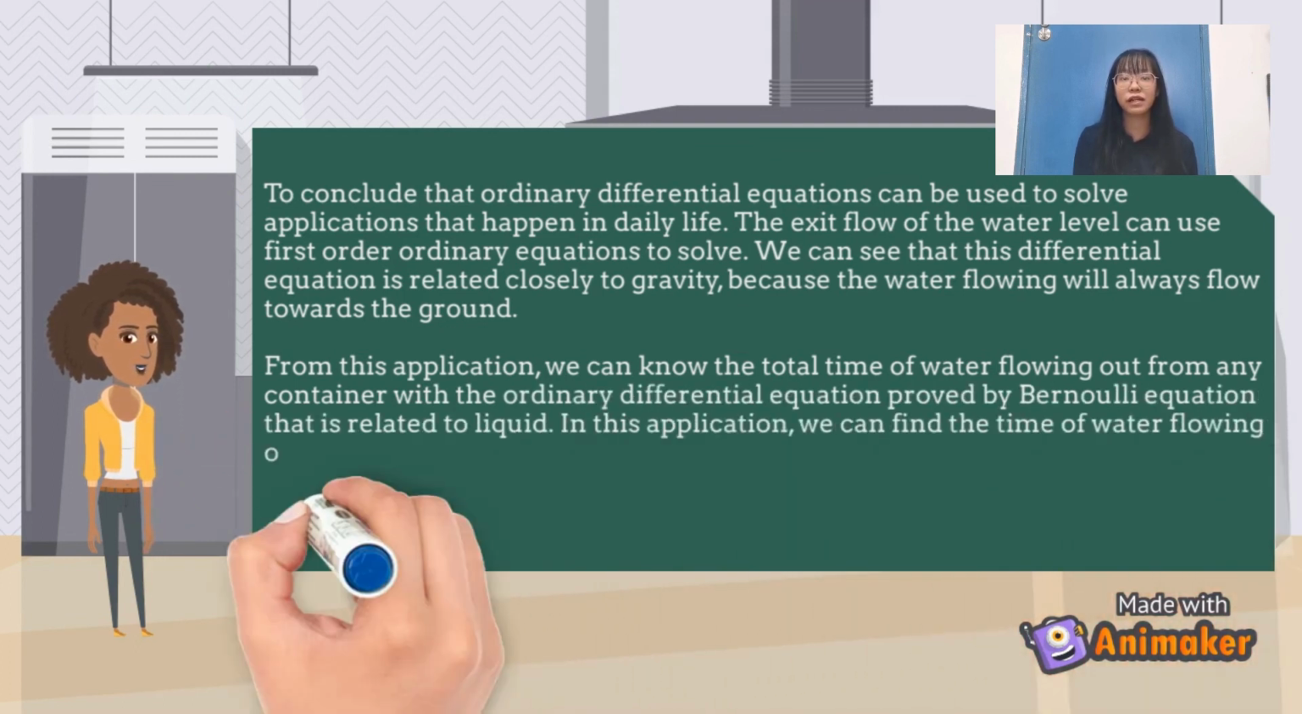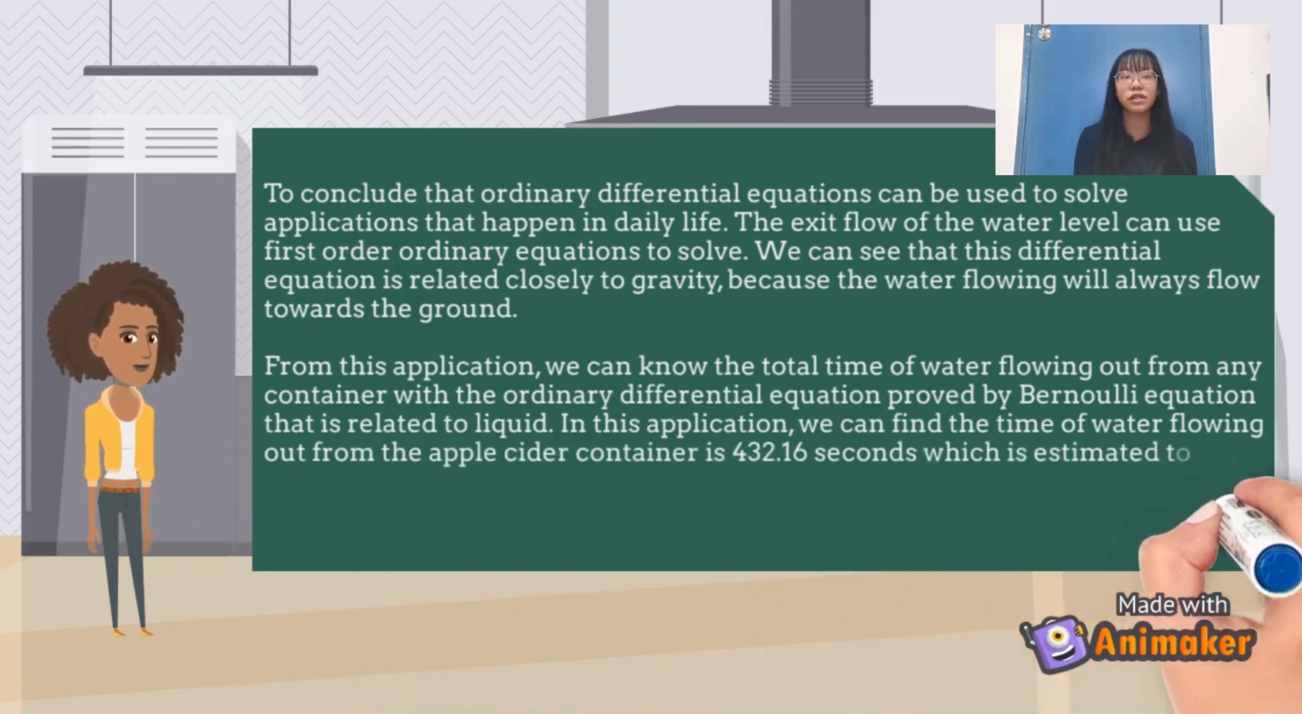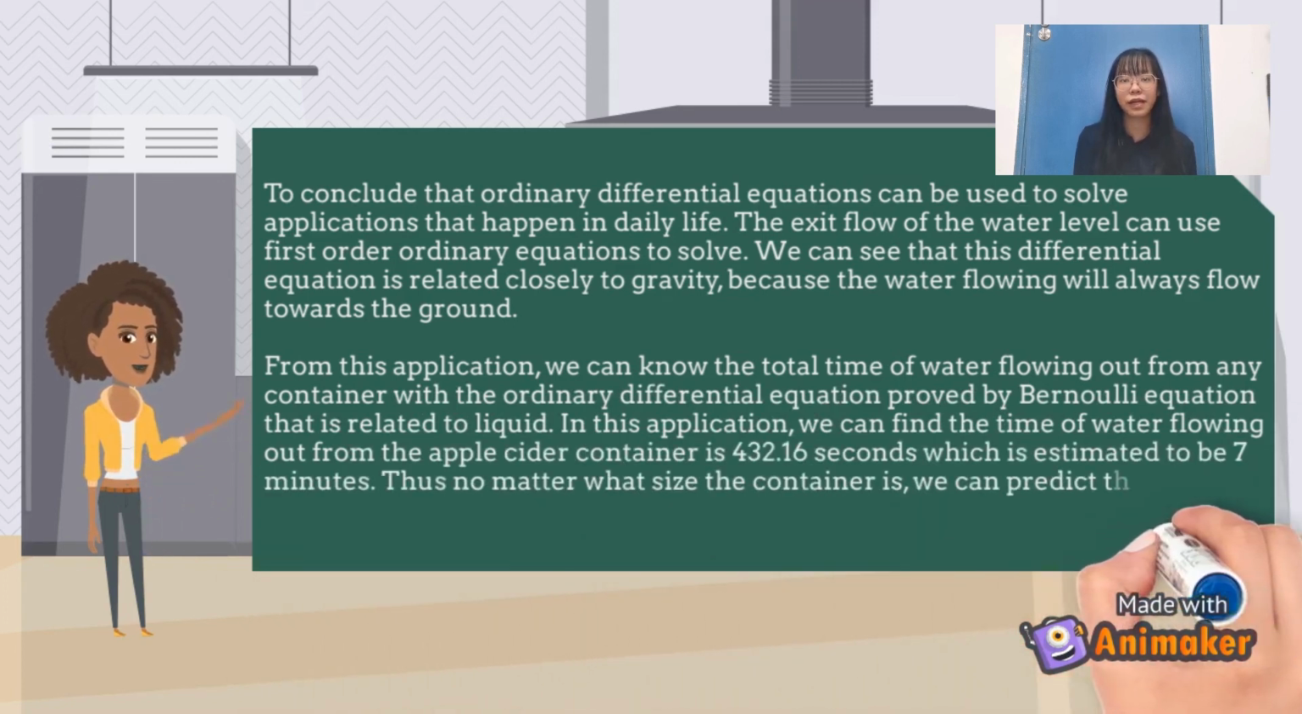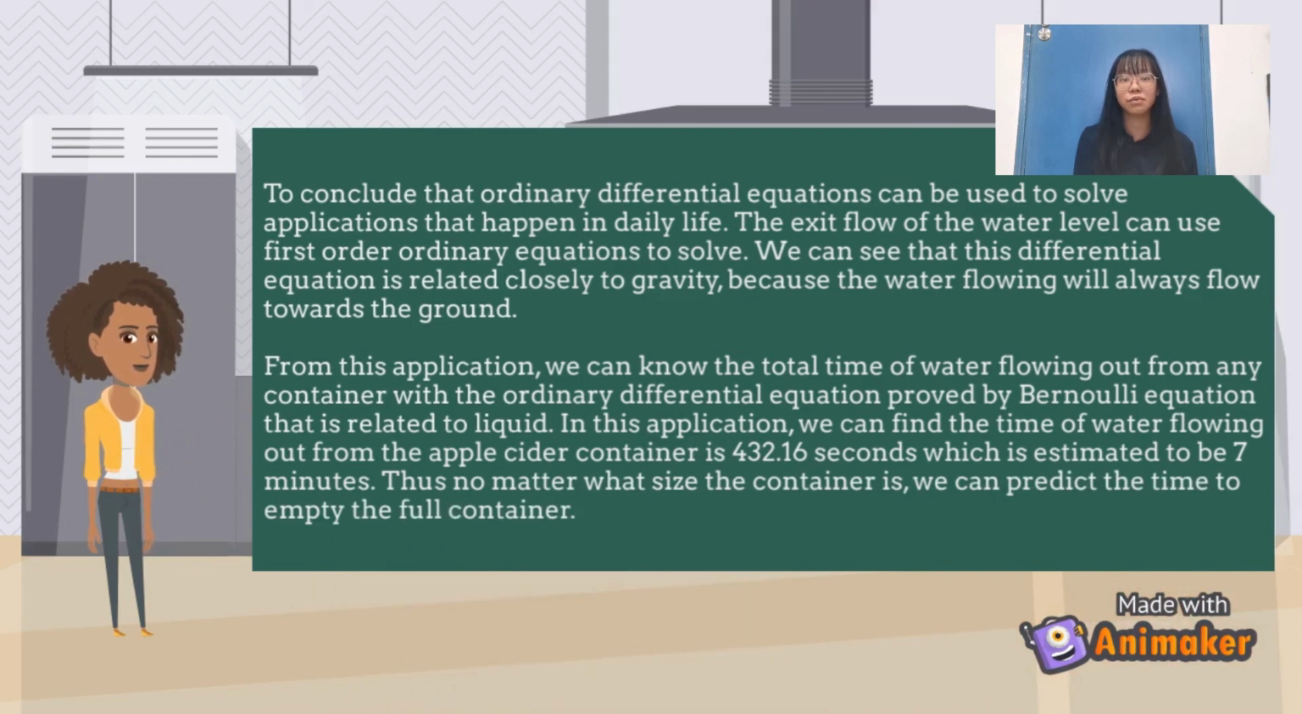In this application, we can find that the time of water flowing out of the apple cider container is 432 seconds, which is estimated to be 7 minutes. Thus, no matter what size the container is, we can still predict the time to empty the full container. So that is all from our group.